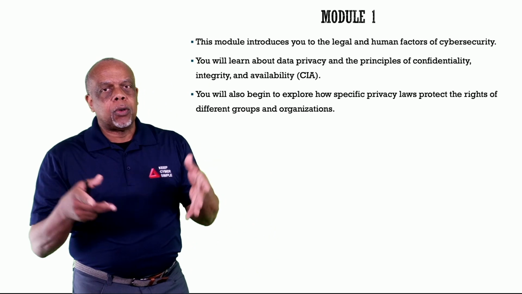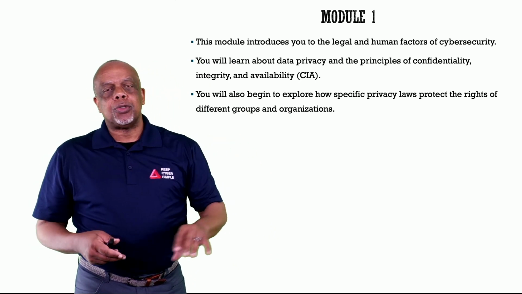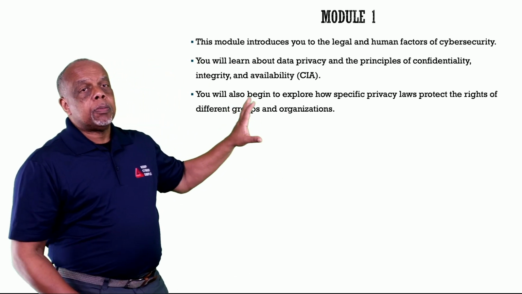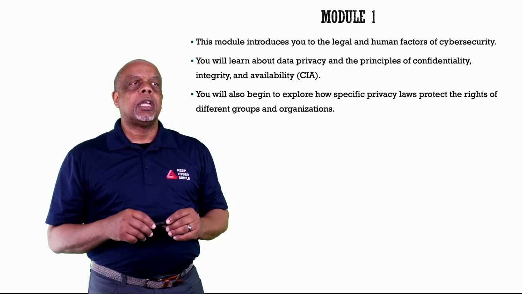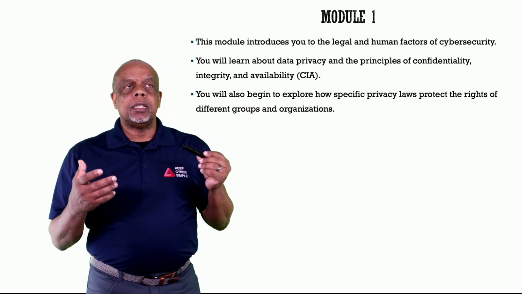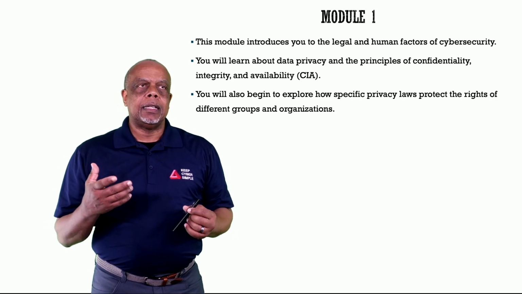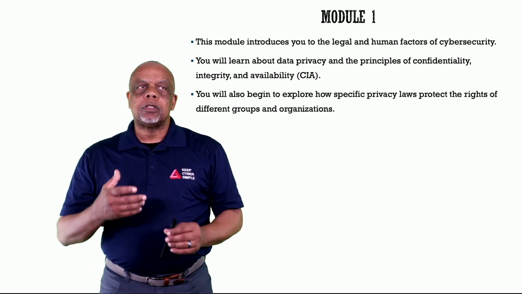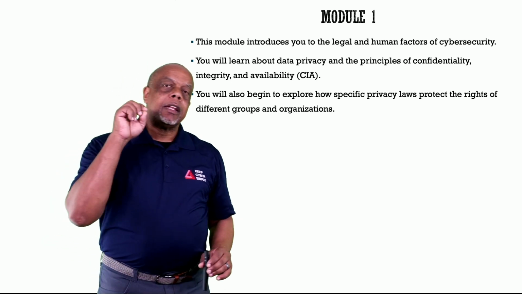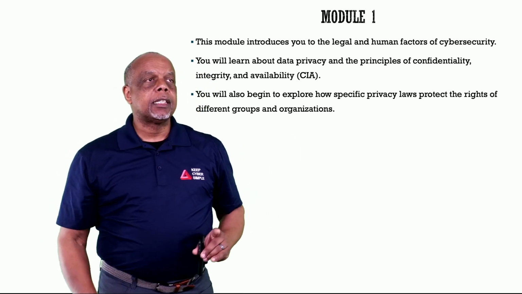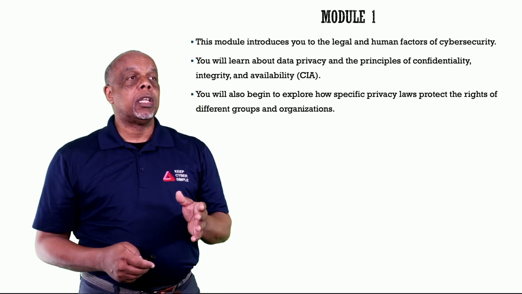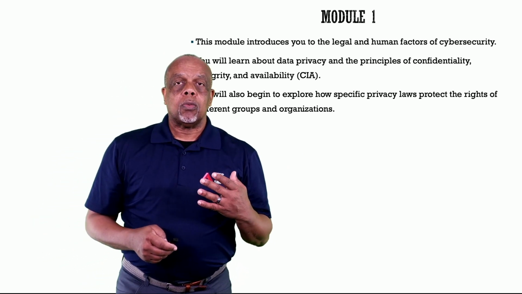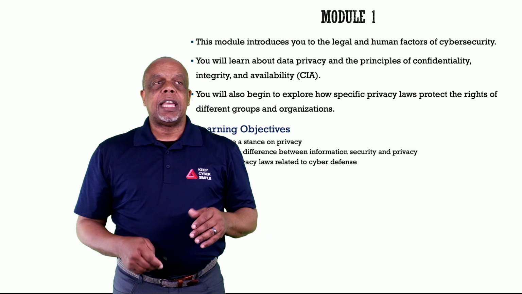Okay, now let's kind of focus in a little deeper here on actually module 1 of this course, all right? Now, what this module is going to do, actually, it introduces us to the legal and human factors of cybersecurity. Some of the things we're going to talk about is data privacy and how to apply the principles of confidentiality, integrity, and availability. And we're going to talk about that a little bit more in our next slide, as well as some of the specific privacy laws and things associated with the rights and what organizations can and cannot do.